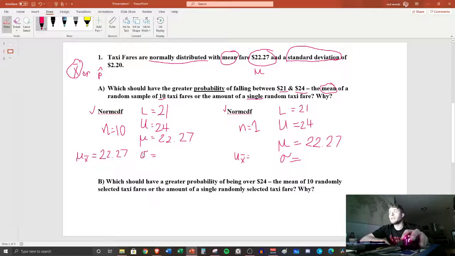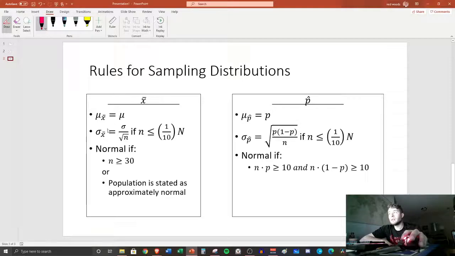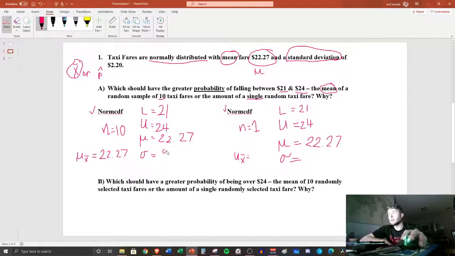Now, what about the standard deviation? Because that's what we also have to have for this. Well, we have to use this formula here, sigma over square root n. So we're going to put that sigma over square root n. That goes for both of them. So what is sigma? Well, we identify this right here as the standard deviation of the population. So that's sigma. So this is 2.20 over square root of n, which is 10.